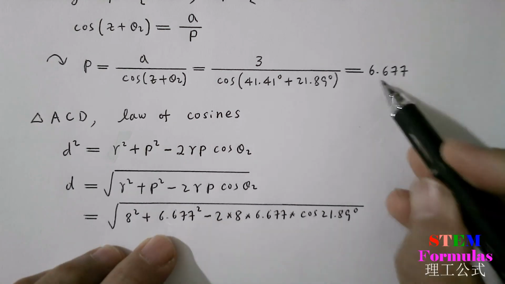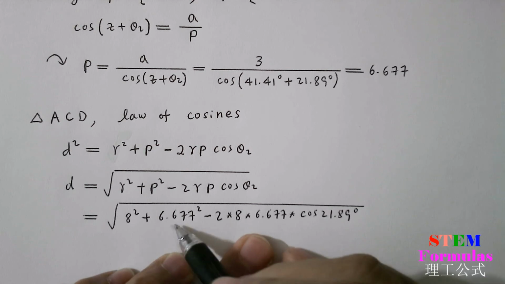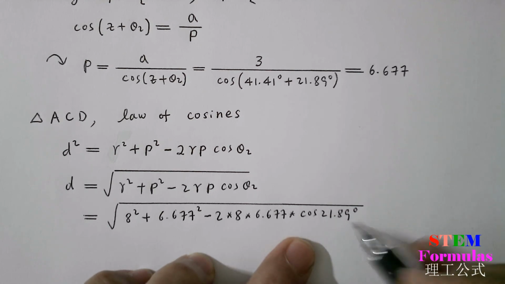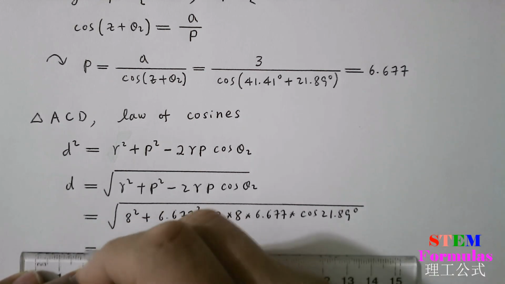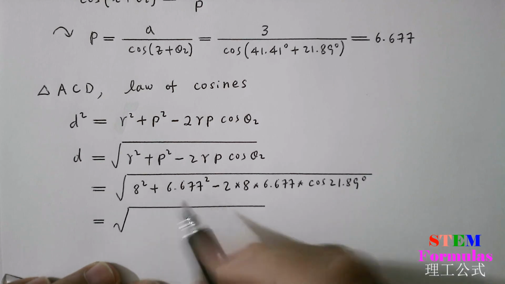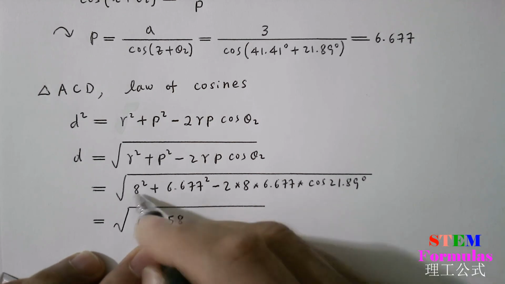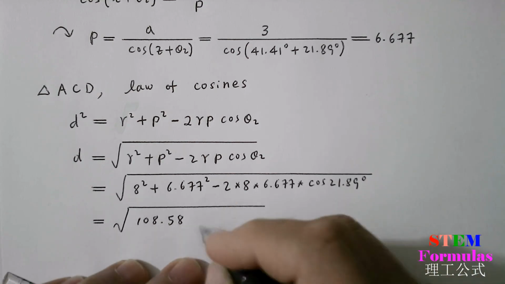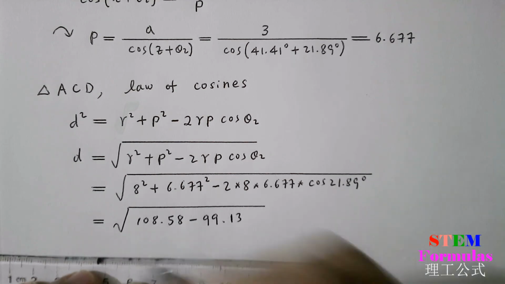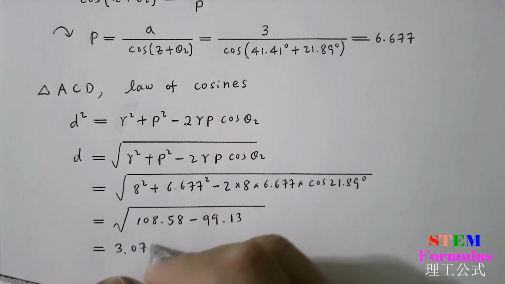So r square plus p square minus 2 times r equal to 8 times p 6.677, 2rp times cosine theta 2 equal 21.89. So I can evaluate as this equation gave me the first two terms equal 108.58. The second term minus 99.13. So the answer is 3.074.